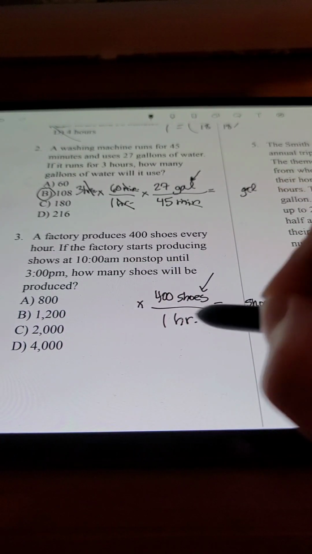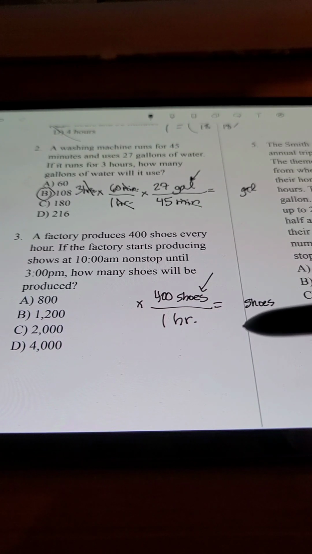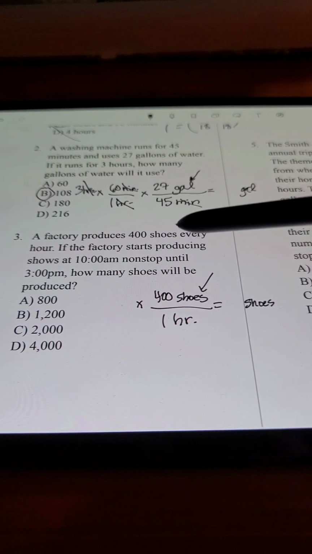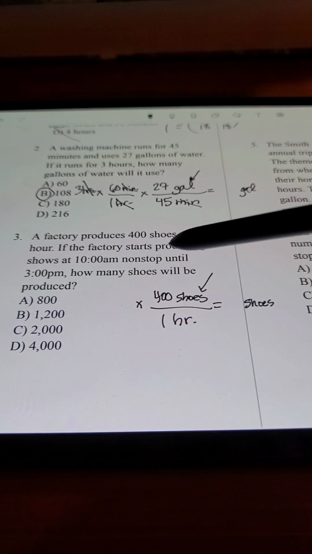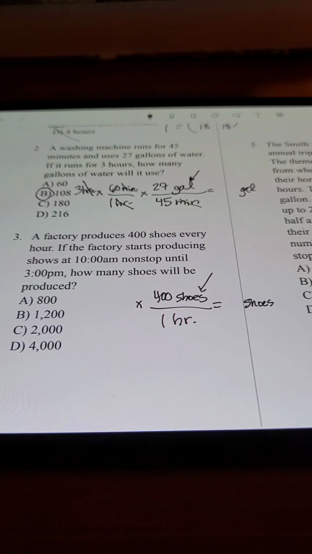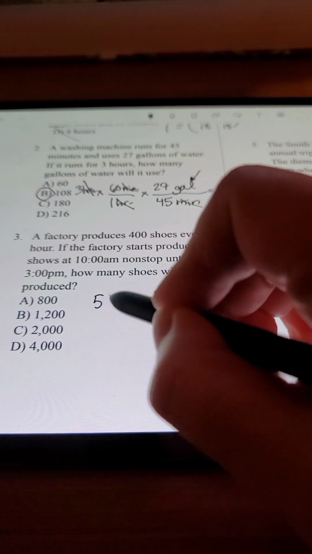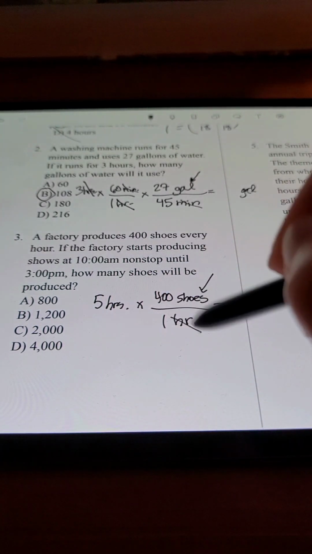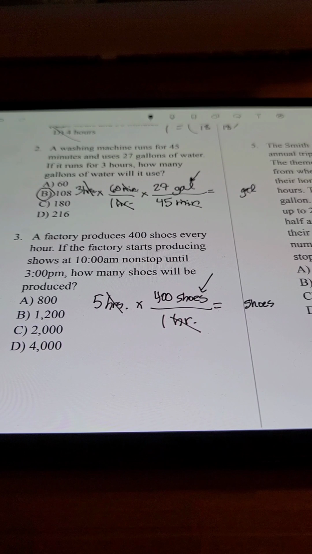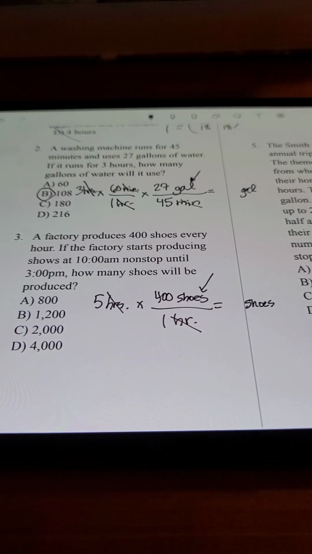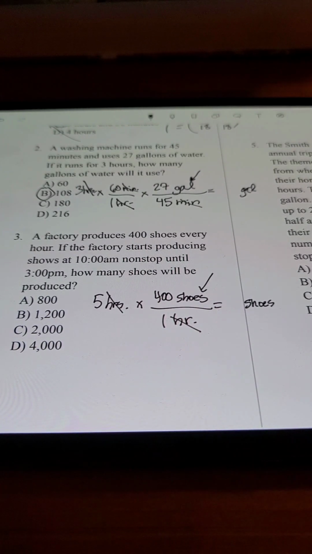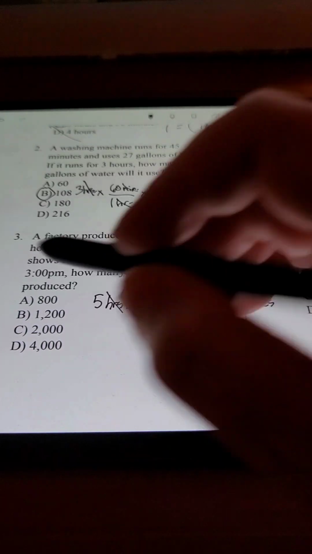So I'm going to say, okay, that means I have to cancel out this hours unit. So how can I do that? Well, it says that the factory is producing shoes nonstop from 10 a.m. to 3 p.m. So how many hours is that? Well, that's going to be 5 hours. So I'm going to multiply by 5 hours. That'll cancel out these units right there. So then I just have to do 5 times 400 to get the number of shoes. And when I do that, I get 2000, C.